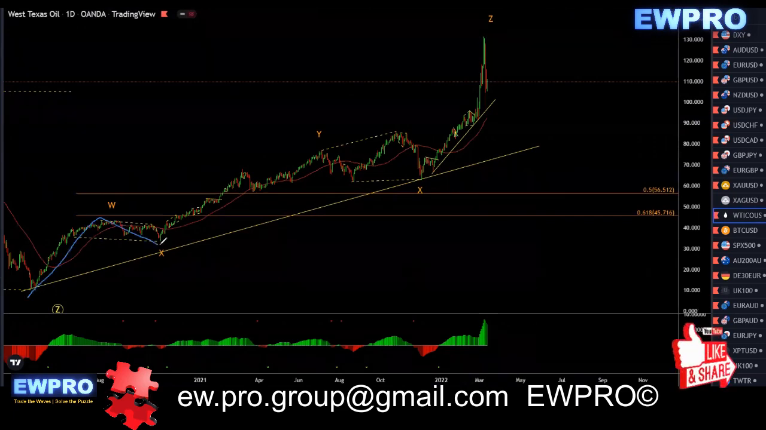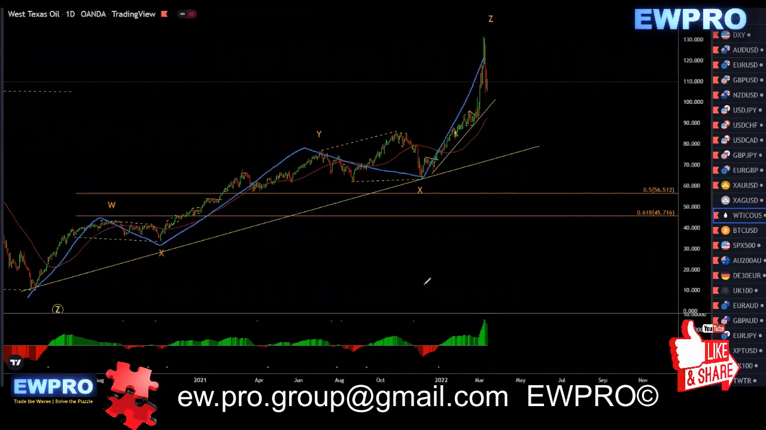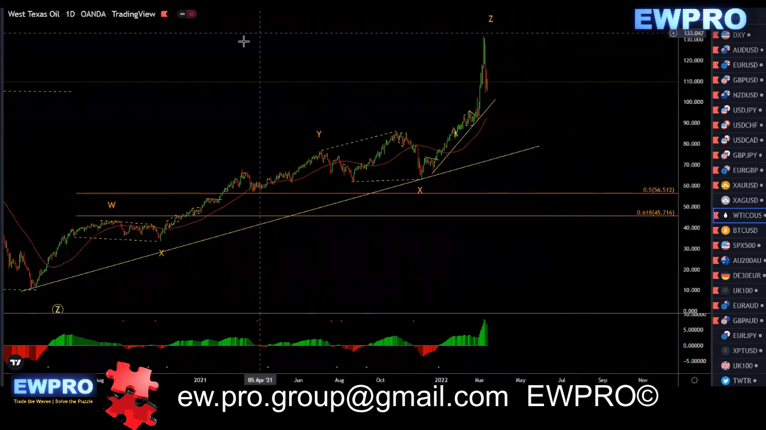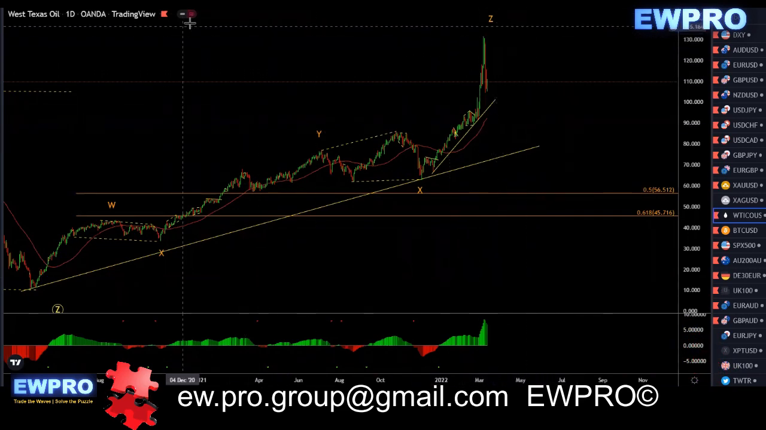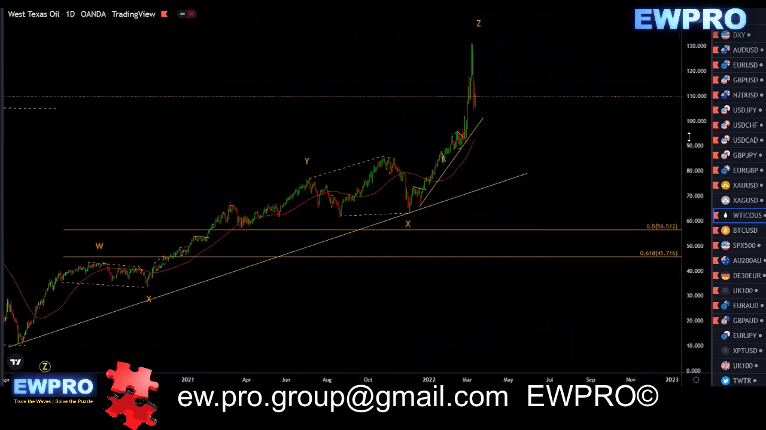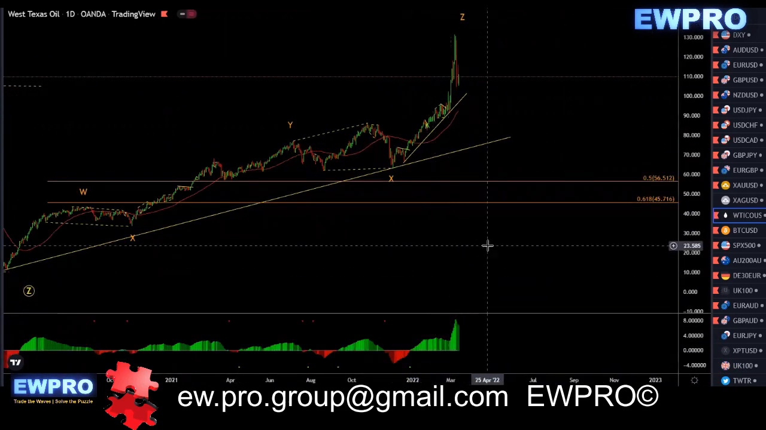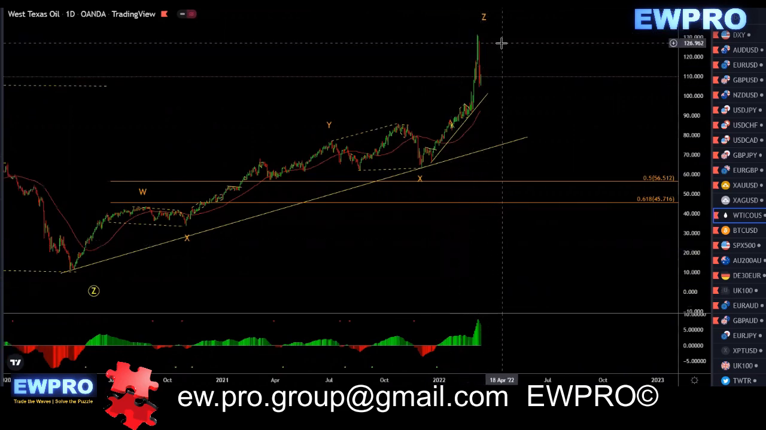So we got the WXY X2 Z up. We've lost all our bearish divergence, so more than likely there is more upside after a correction. Really need to wait for a correction before you start buying this. There is talk that it's going to $200 a barrel and stuff like that, but you definitely don't want to be buying at the top without a correction.